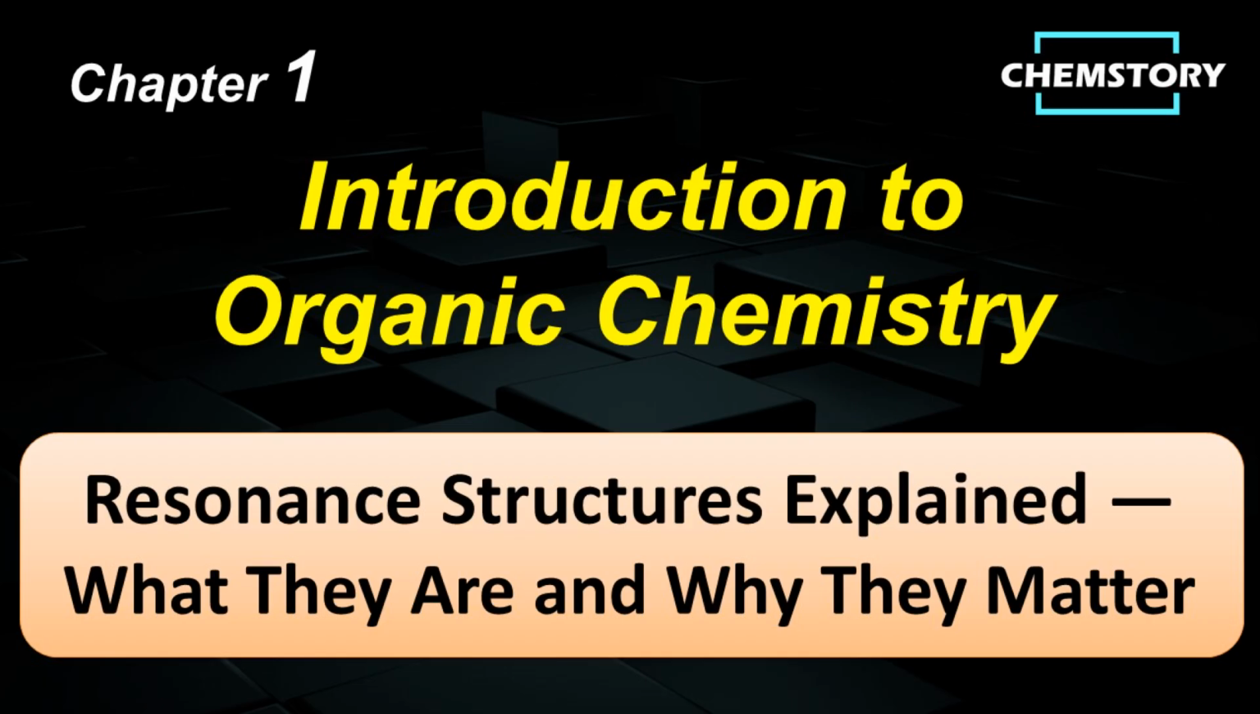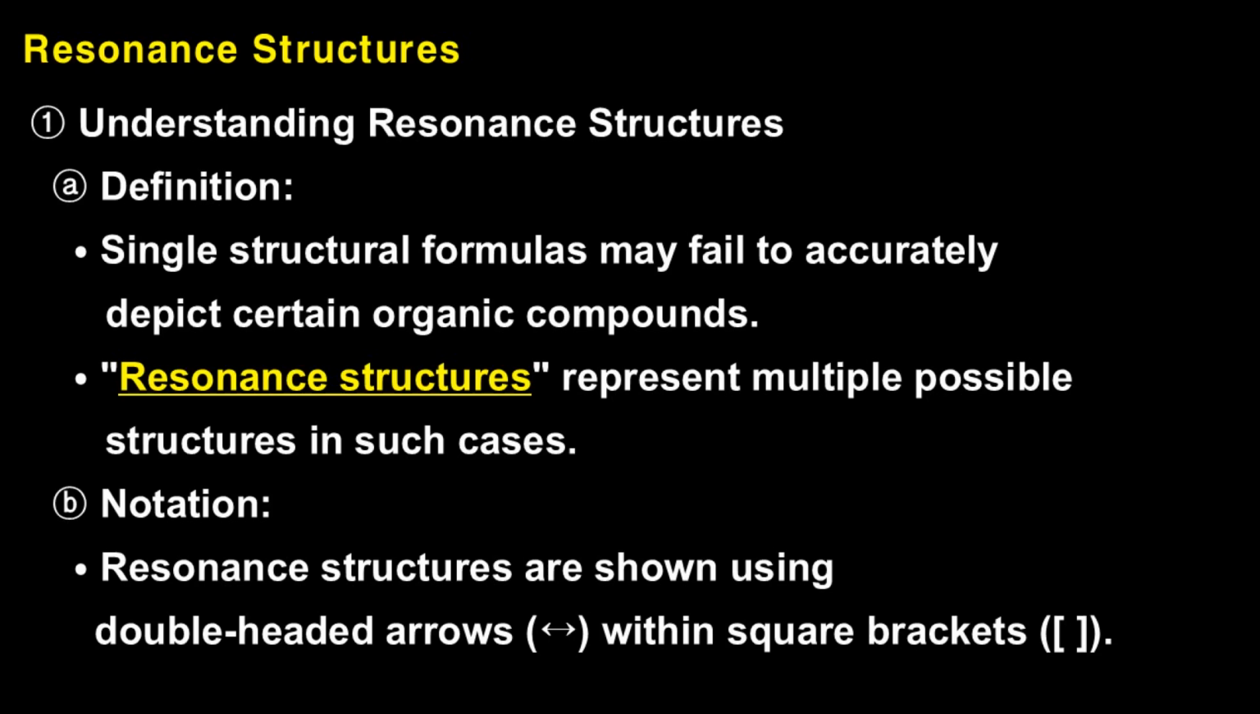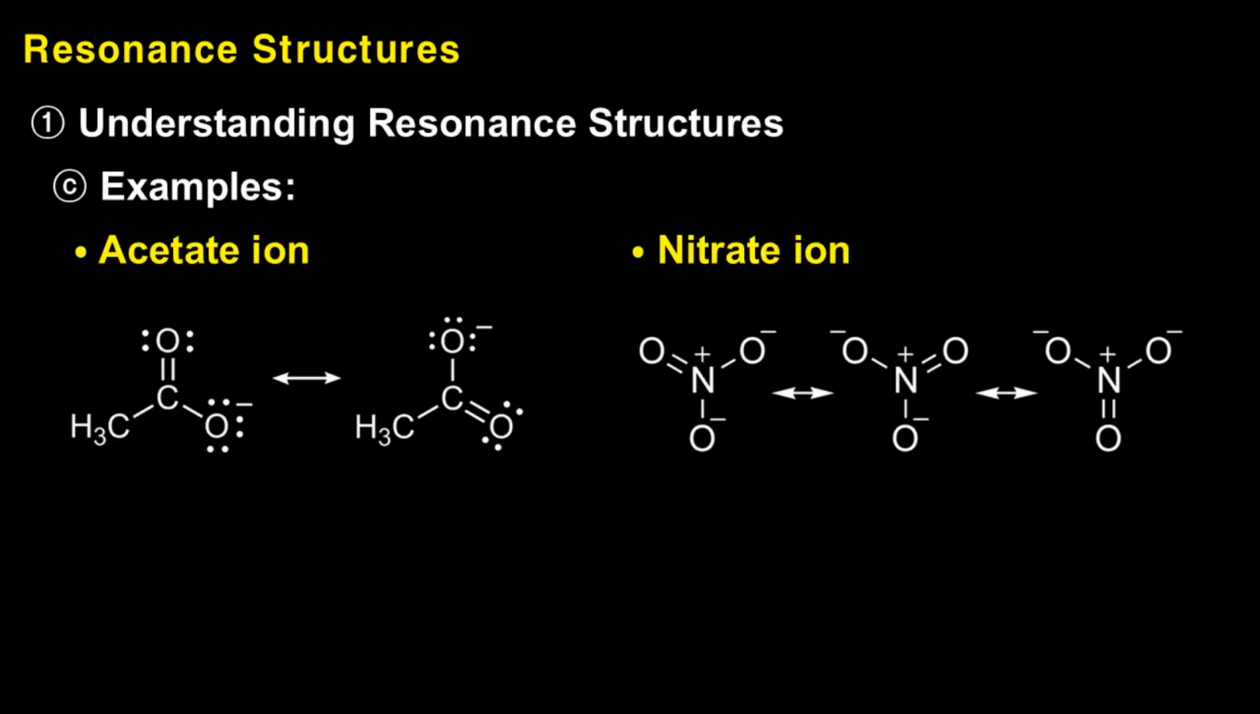Alright, let's get started. A resonance structure is one of several valid Lewis structures that represent the same molecule. Some molecules can't be accurately described with just one arrangement of electrons, so we draw multiple resonance forms to show the different ways electrons can be arranged. These forms are connected with double-headed arrows to show they're not separate molecules, but just different ways of representing the same one. And sometimes, we use square brackets to group them together, to make it clear that they all contribute to one overall structure, the resonance hybrid.